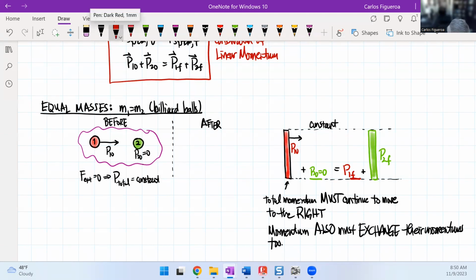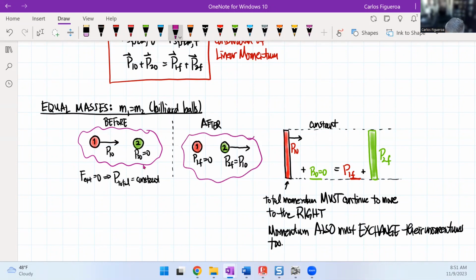So therefore, 1 now has a final momentum of 0, and 2 now has a final momentum that's equal to the momentum of 1 initially. And that's what would happen within the system. They adjust themselves and they keep the total momentum going to the right, and they also exchange their momentums.